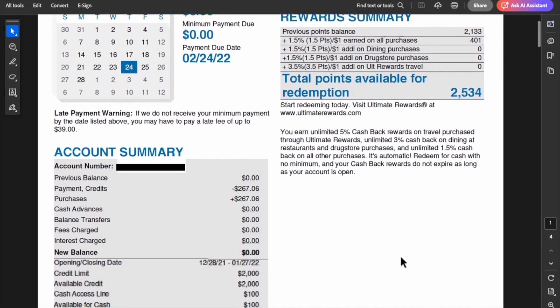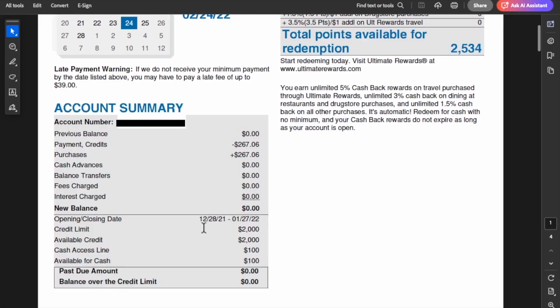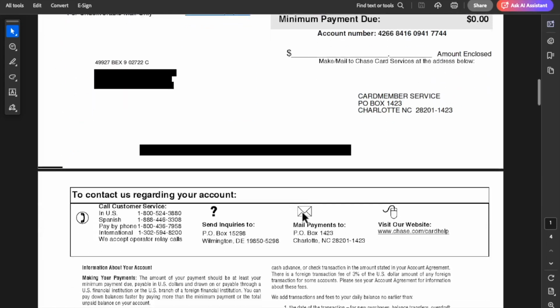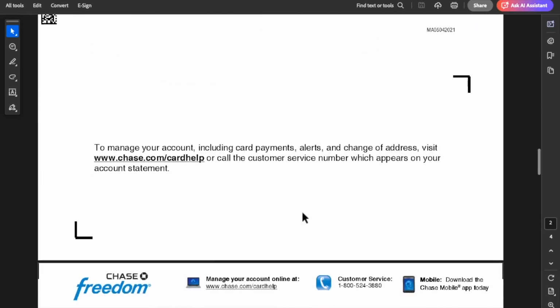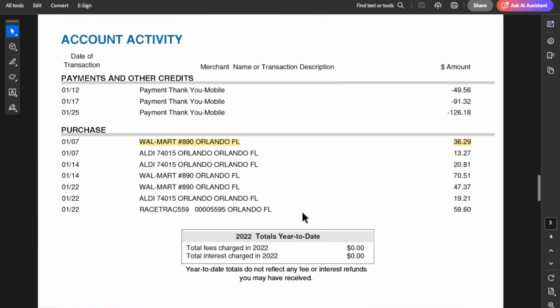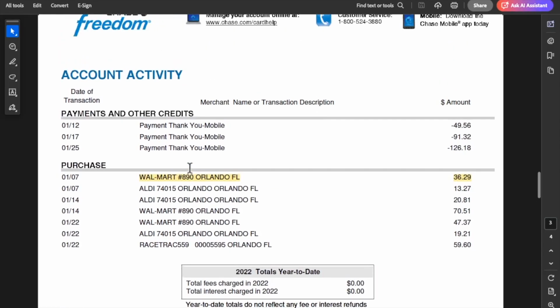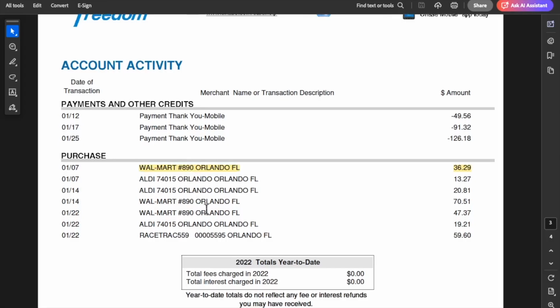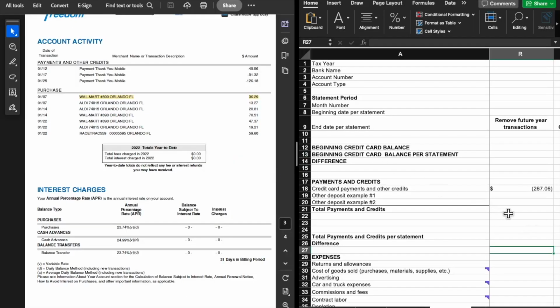So here we have the statement from 12/28/21 to 1/27/22. So we're going to want to remove any transactions from our Excel from here. So according to the client, he said he had this one business expense on January 7th, 2022 of $36. So we're going to go to our statement. So here we're going to go to our Excel template here. We're going to remove the future year transactions.